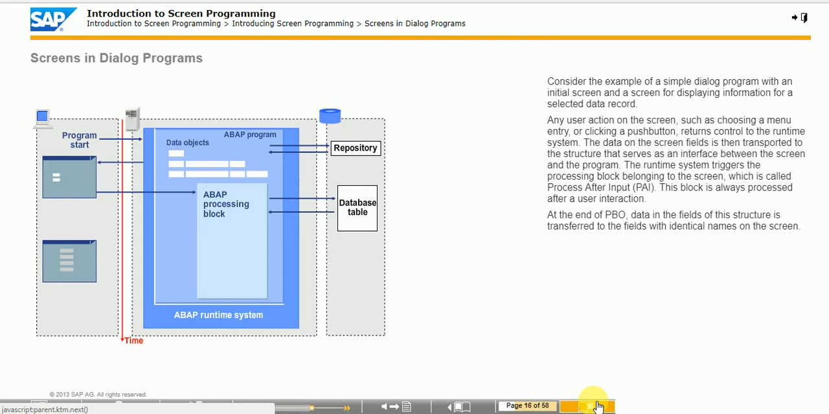The processing logic then calls the screen process before output, or PBO. After the PBO is processed, the data is transferred to a structure that serves as an interface to the screen. The data is then transferred to the screen and displayed.